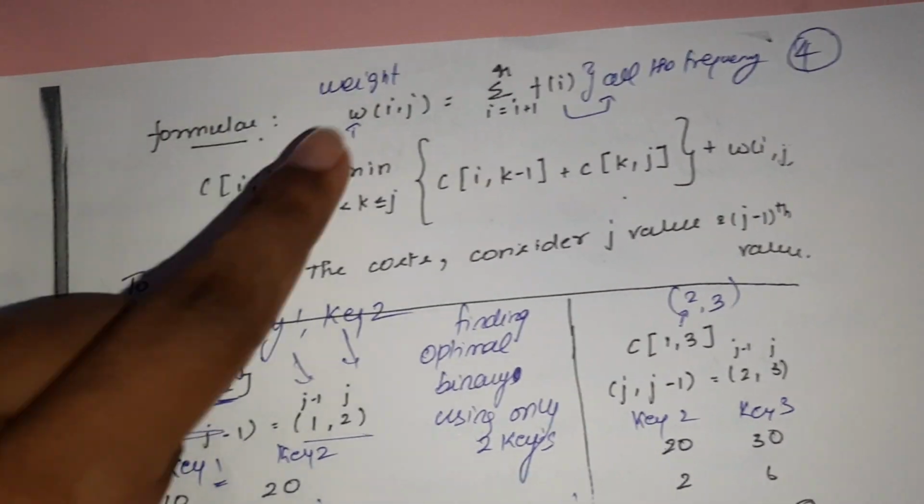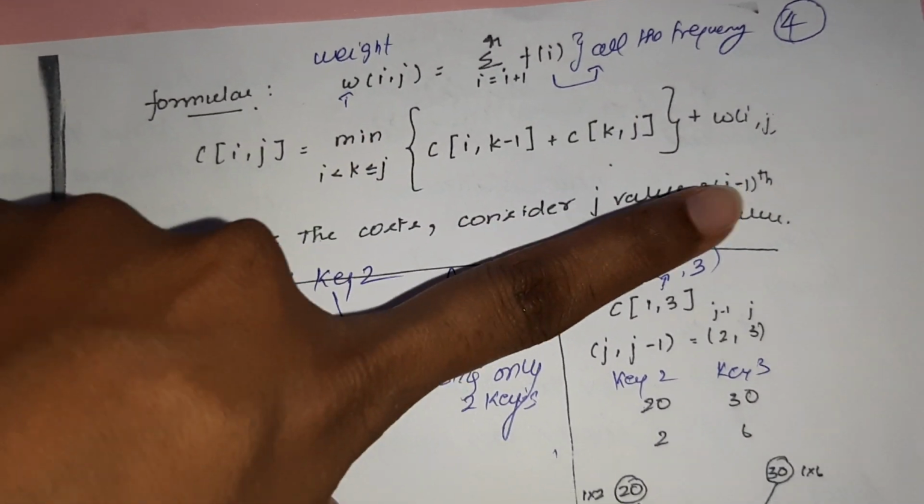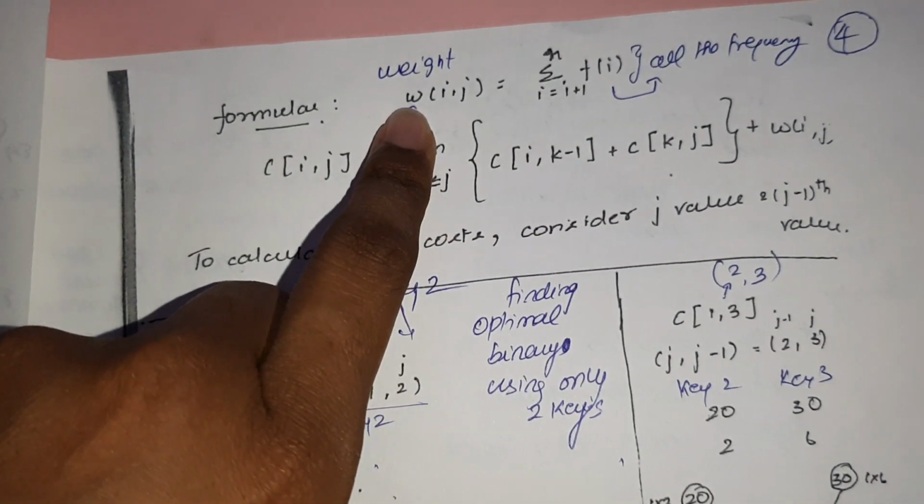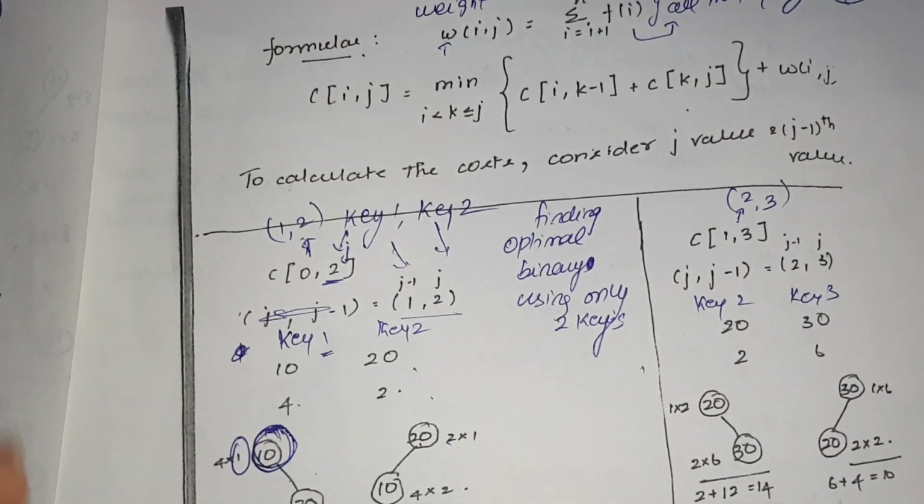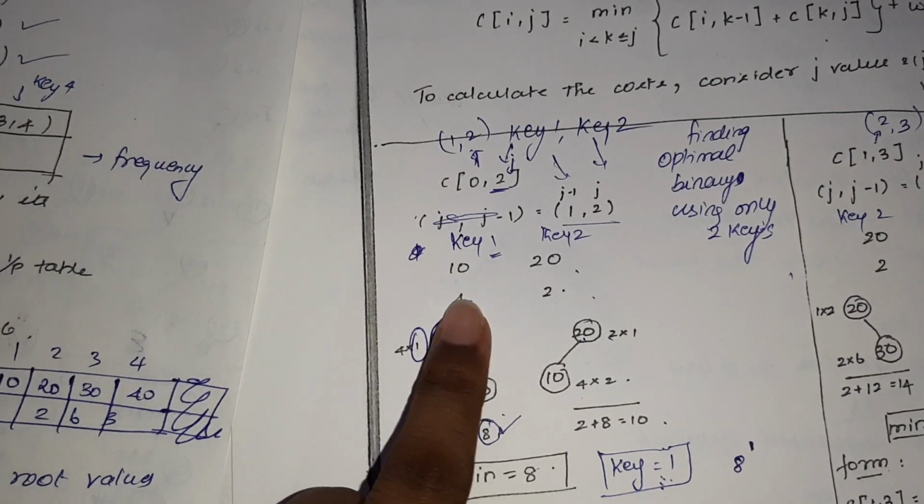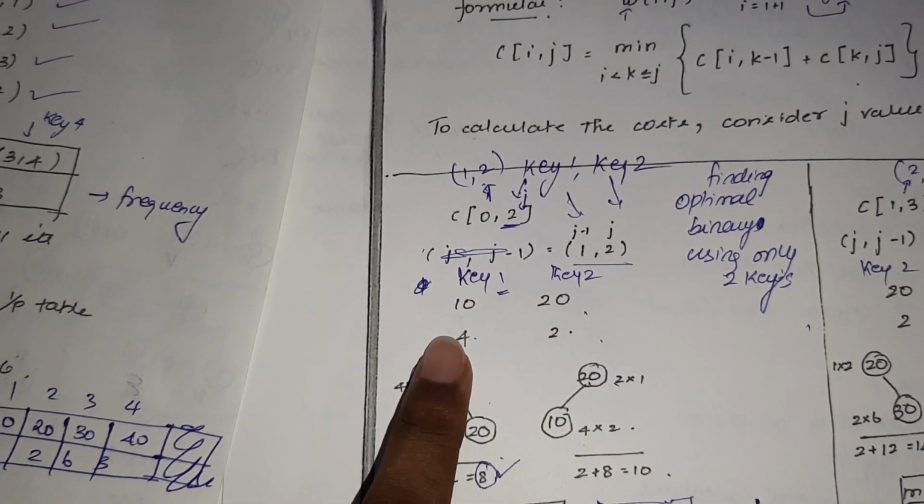This is very easy. First we should know the weight, then only we can apply it in the main formula. So weight is nothing but the frequency of all of them. Suppose here we are getting this one, right? What is the frequency of this one? Total frequency means 4 plus 2, 6. That's all. This is the weight.